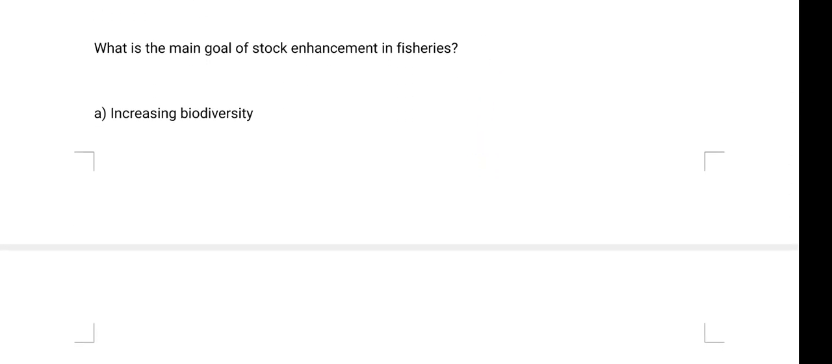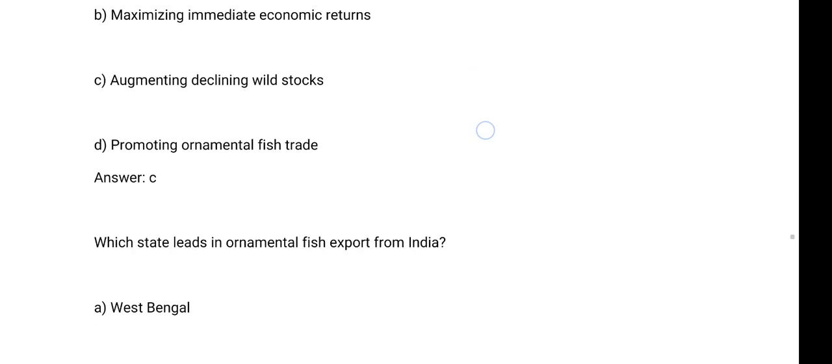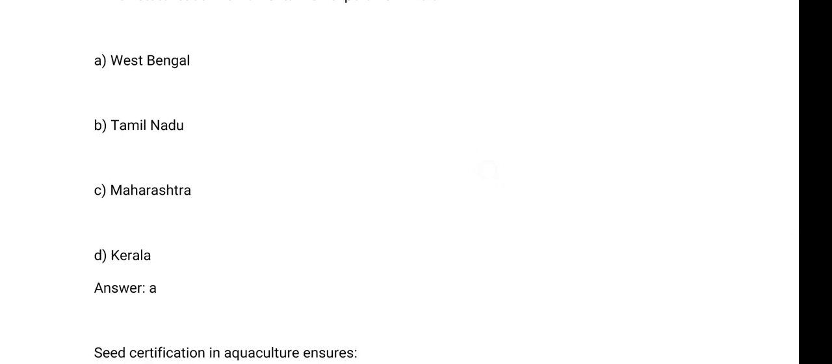What is the main goal of stock enhancement in fisheries? So it is augmenting declining wild stock. Which state leads in ornamental fish export from India? So it is West Bengal. Seed certification in aquaculture ensures, so it ensures genetic purity and health. The earliest structured extension method in Indian fisheries, so it is Fish Farmer Development Agency, FFDA.